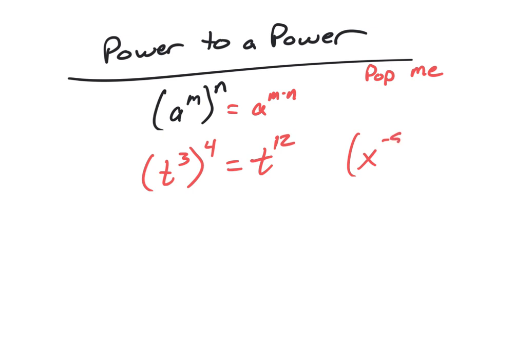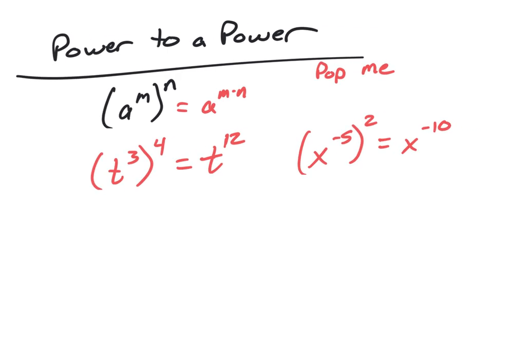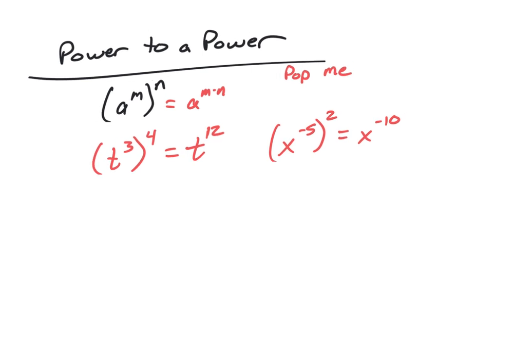x to the negative 5 raised to the 2. We're going to multiply them together. And can we leave our answer like that? No. When I have a negative exponent, what do I have to do? Got to flip it. So 1 over x to the 10th. Okay, so that one's power to a power. Next rule.